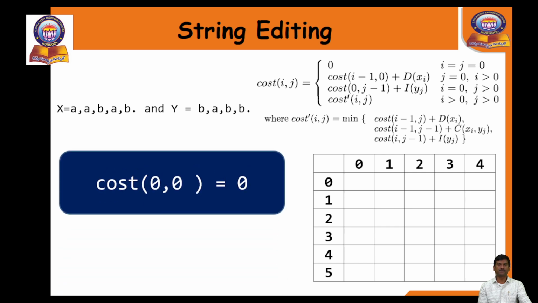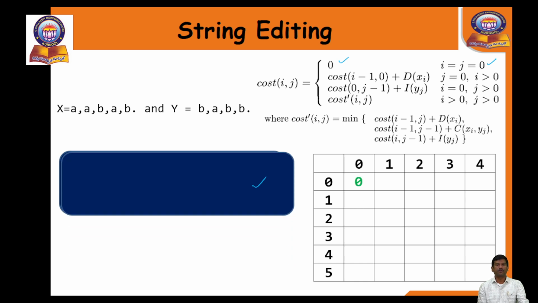At the first step, you'll be finding cost of 0 comma 0. Based upon the formula, i is equal to 0 and similarly j is equal to 0, so cost of 0,0 will be equal to 0, because according to the formula itself, it has been given as 0. In the next case, you'll be finding cost of 0 comma 1.